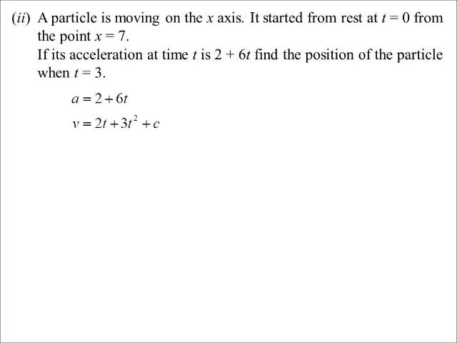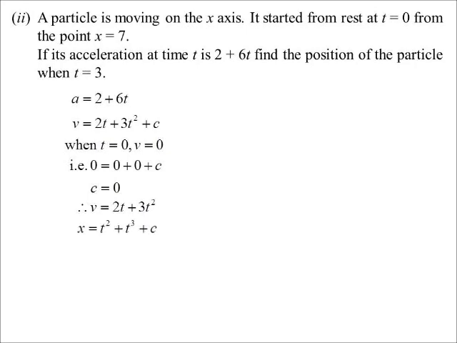So right, they've given me acceleration, but this time I've got to go back the other way. So velocity, 2t plus 3t squared plus a constant. Let's go and find that constant. When t equals 0, v equals 0. Turns out to be 0. So in this case I would have got lucky if I'd forgotten to find the constant. So v is 2t plus 3t squared.